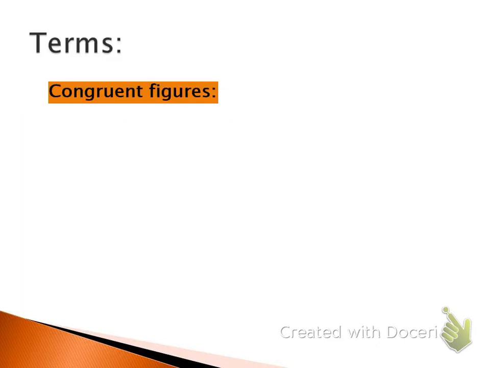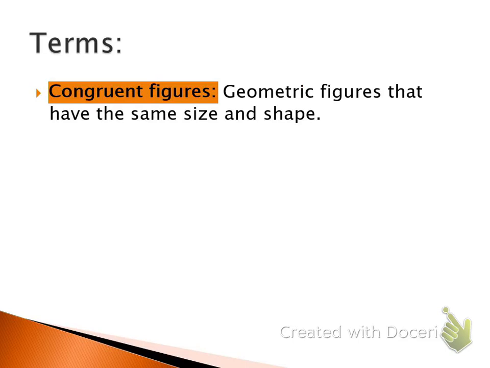The first thing we're going to do is fill in the blank. It says congruent figures, which is at the top of 5.3. Congruent figures are geometric figures that have the same shape and size. Write that on the top of your paper.